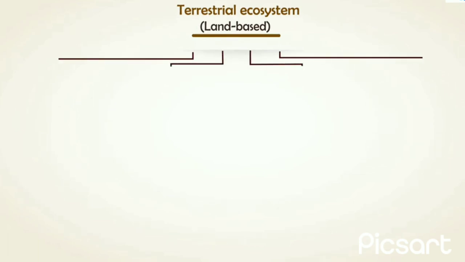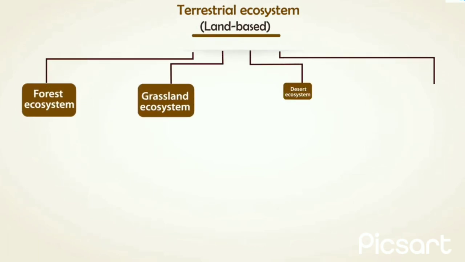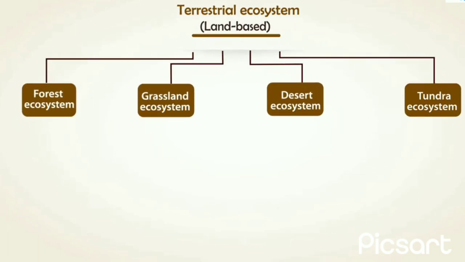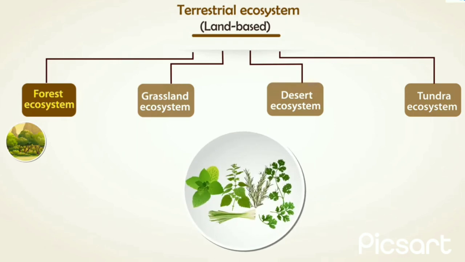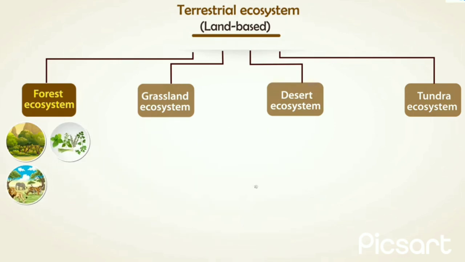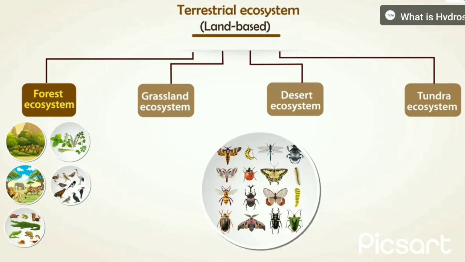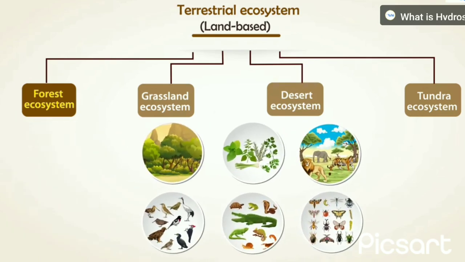There are different types of terrestrial ecosystem and are spread across different geological regions. They are forest, grasslands, deserts, and tundra ecosystems. A forest consists of many trees, different plants, herbs, and is a host of large varieties of animals, birds, reptiles, insects. Again, here the living and the non-living factors coexist.